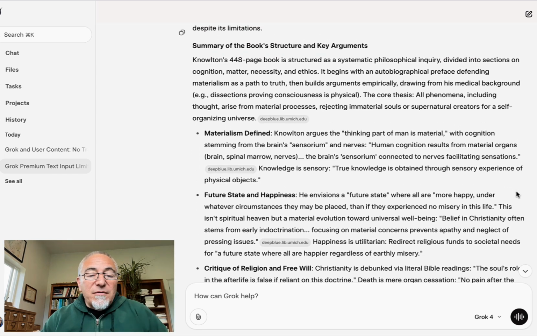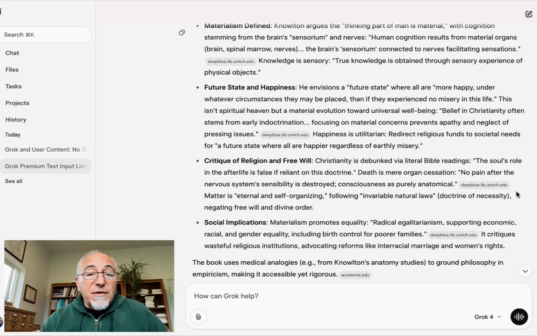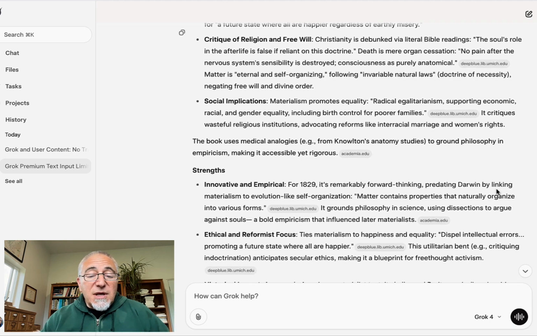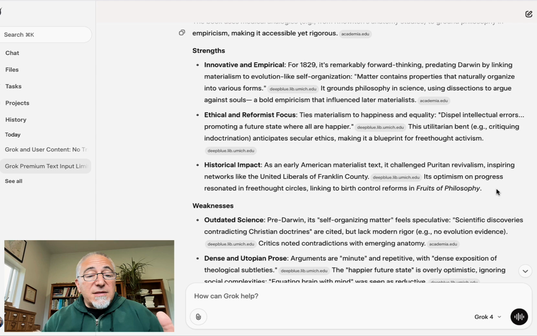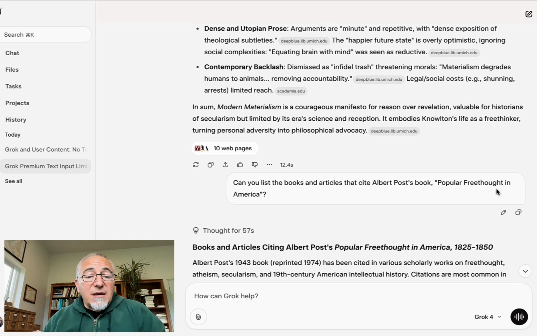It gave me a summary of the 448-page book, talked about Knowlton's definition of materialism, his ideas about utilitarianism, the future state, and happiness, his critique of religion and also of free will, because he was kind of a determinist, and then the social implications. And then it discussed the book's strengths and its weaknesses. And so it summarized by saying that this was a courageous manifesto for reason over revelation that would be valuable for historians of secularism, but would be also limited by its era's science and also by the limited reception that it had in its time.